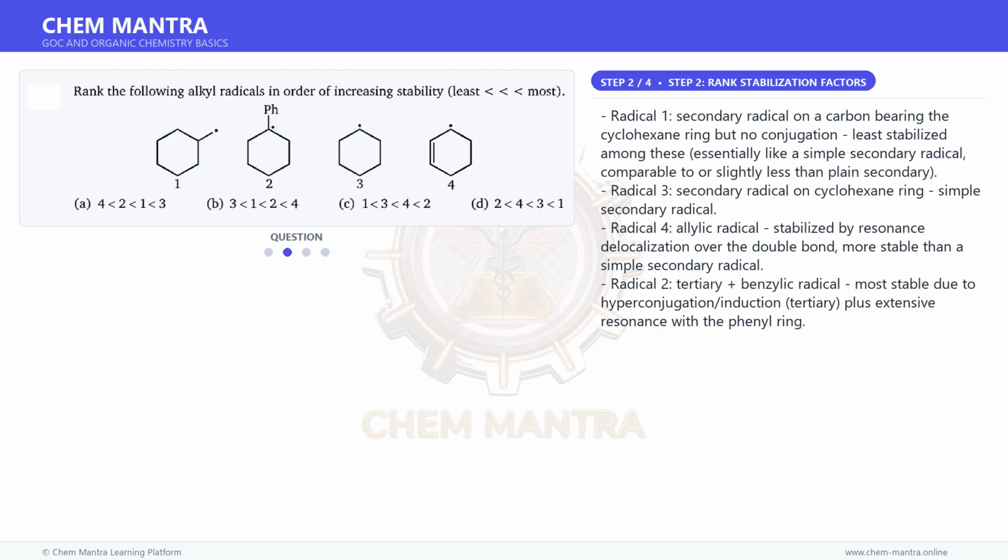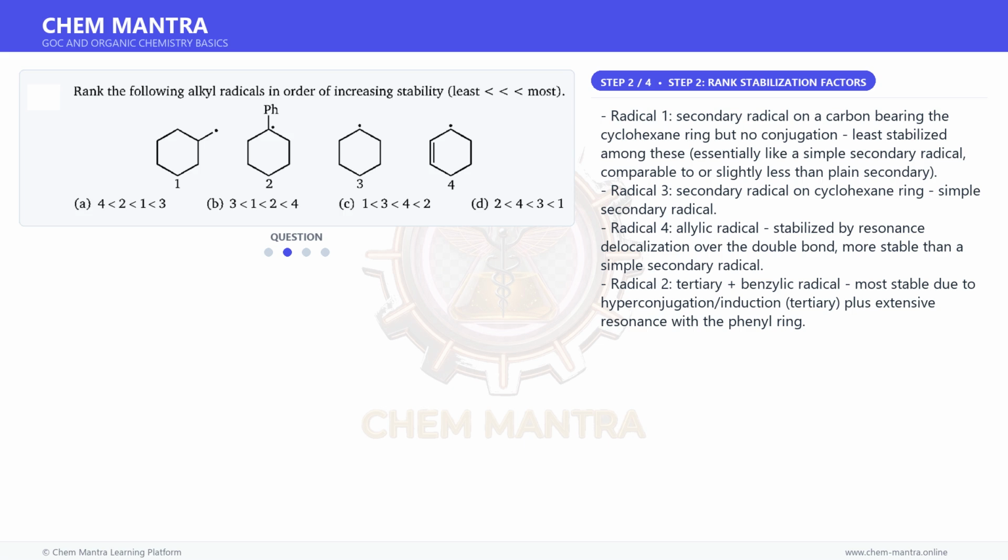Radical 1, secondary radical on a carbon bearing the cyclohexane ring but no conjugation, least stabilized among these, essentially like a simple secondary radical, comparable to or slightly less than plain secondary. Radical 3, secondary radical on cyclohexane ring, simple secondary radical.